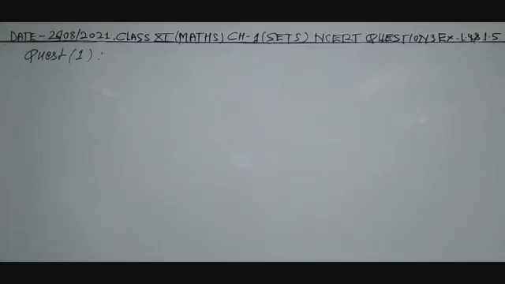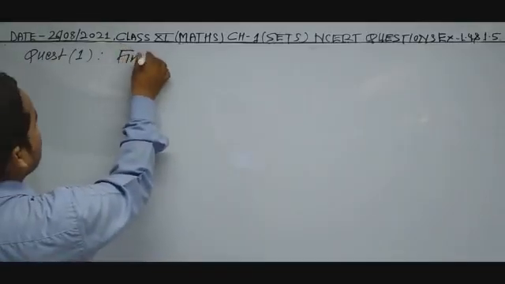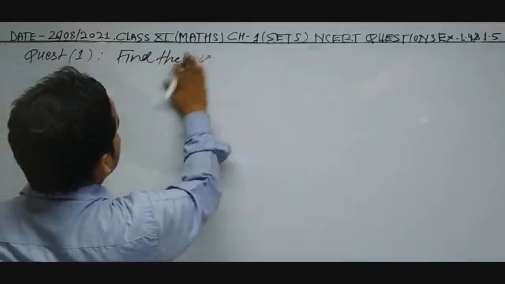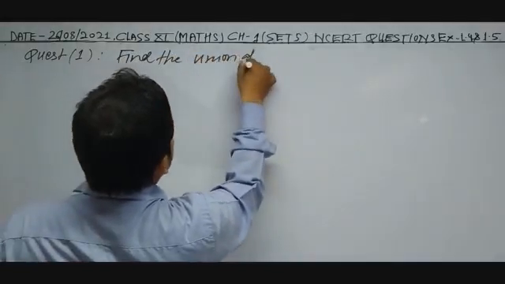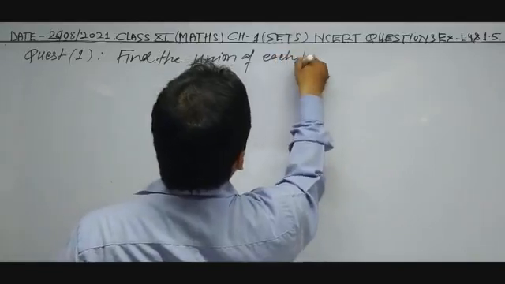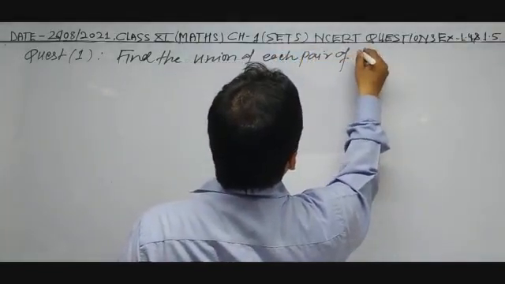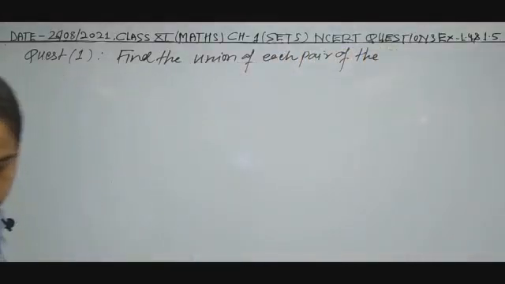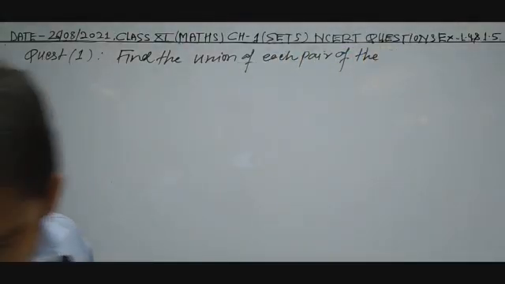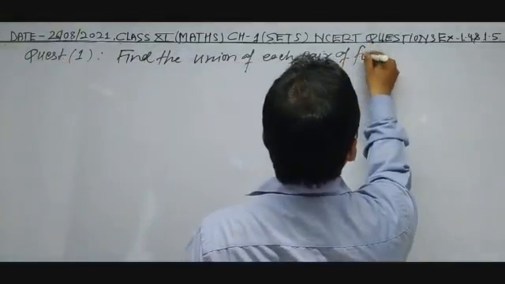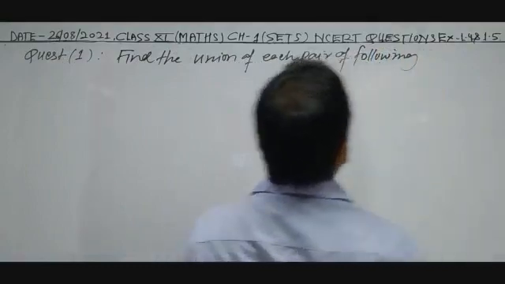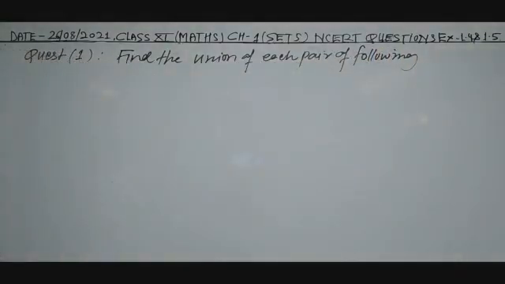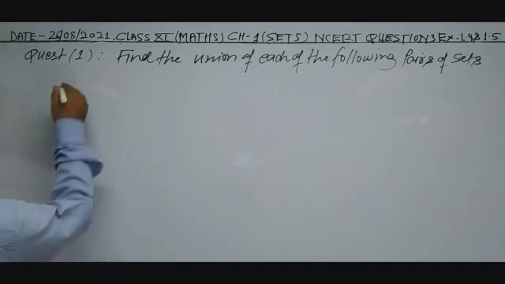Now question number 1 is, find the union of each of the following pair of sets. Now the statement is, find the union of each of the following pair of sets. So come to the first part.